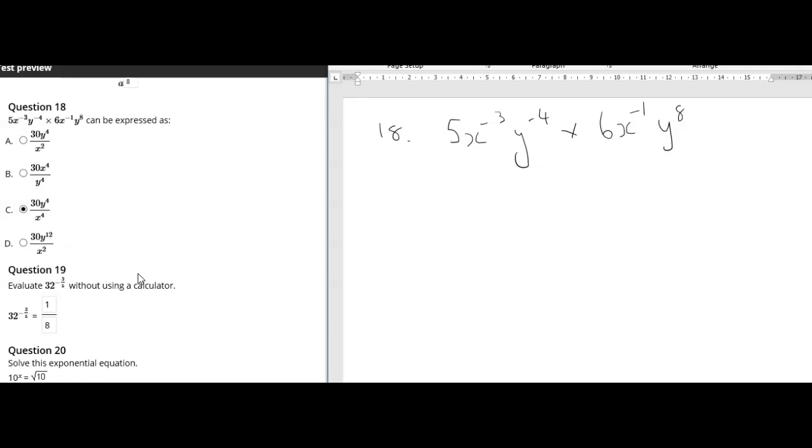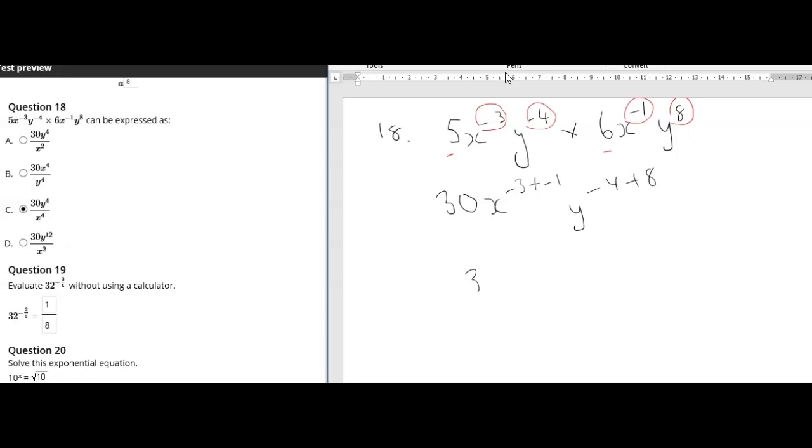Now, let's bring everything together first before we start shifting our negative powers. So you've got this 5 and this 6. So 5 times 6 is 30. Then we've got x. So x is to the power of negative 3, and we have also a negative 1. So when we're multiplying, we add the powers. And then we've got y to the power of, might circle that as well, negative 4 here and an 8 here. So we're going to have negative 4 plus 8.